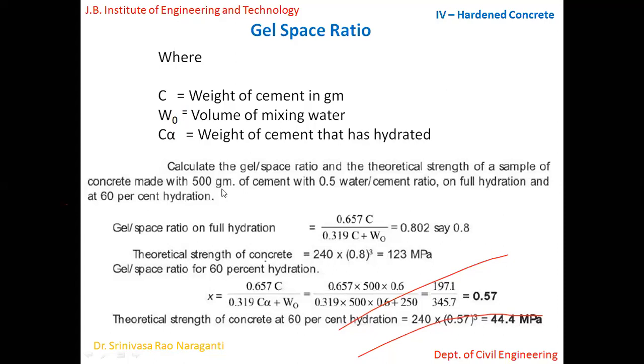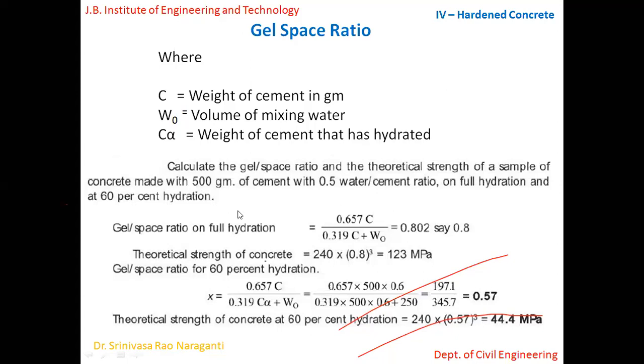So what he's saying is we have 500 grams of cement and the water cement ratio we are using is 0.5, and say it is fully hydrated. If this is the case, then what is the strength of this concrete you are expecting it to be? Otherwise, if hydration is taking place only 60%, then what is the expected strength of the concrete? This was the question.